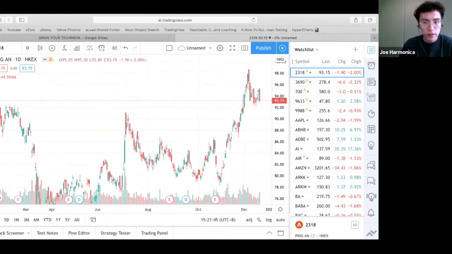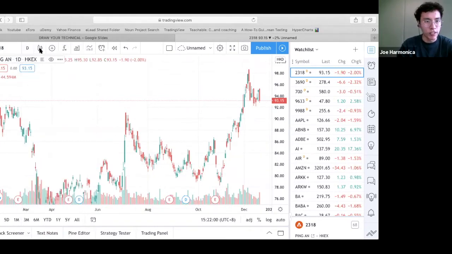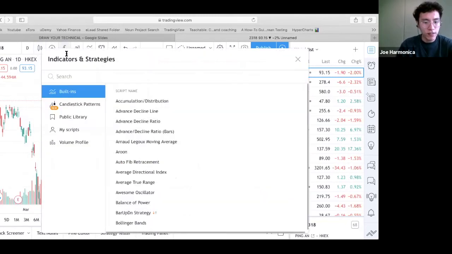Okay, so again, we are at TradingView. On the top left will be your stock ticker, the stock name. This will be your time frame. Usually when I do my TA, I look at the 1 day chart. I always look at the 1 day chart first. Then very importantly, always look at candles.